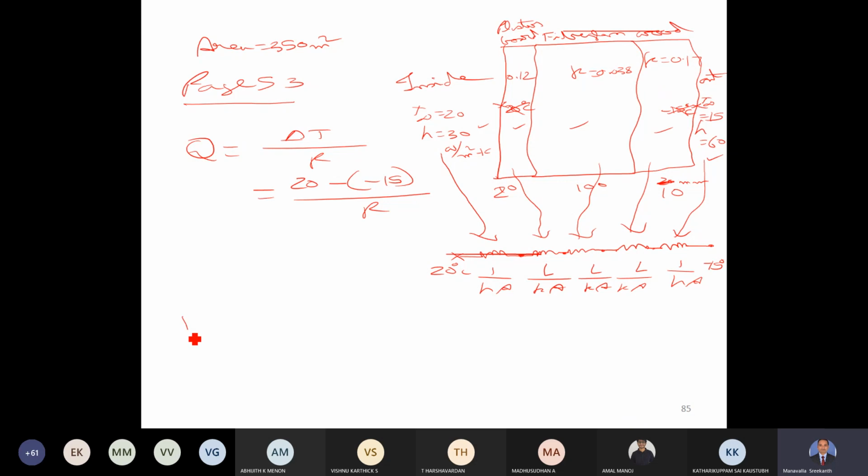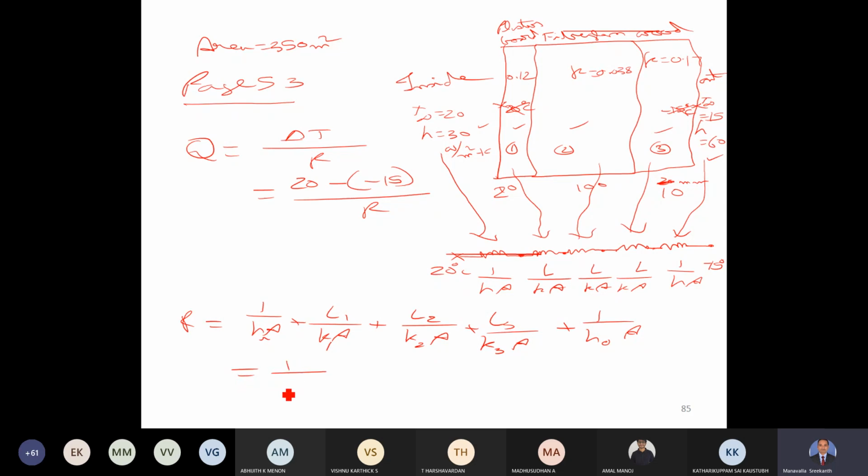So now I will write down the equation for the resistance. Total resistance is equal to 1 by H_in A plus L1 by K1A, L2 by K2A, plus L3 by K3A, plus 1 by H_out A. So this will be 1, 2, and 3. You can see that in all of this A is common, so I will take out A.